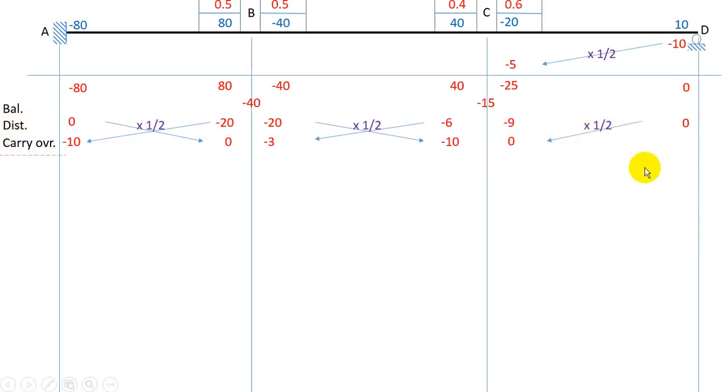Again carryover here. I won't carry over this moment here because I don't want to disturb this. But this 0 would get carried over here. Even if you don't write these zeros, it's perfectly fine. But just to show you that this 0 gets carried over here, I have deliberately written 0 here. But as you practice the moment distribution method, I would recommend that you do not write zeros here.